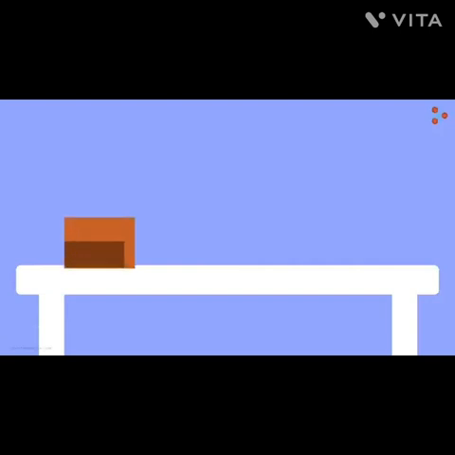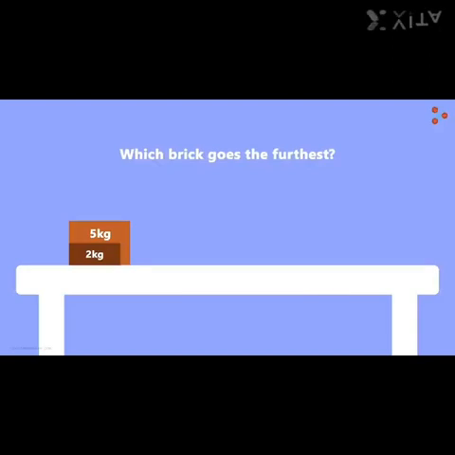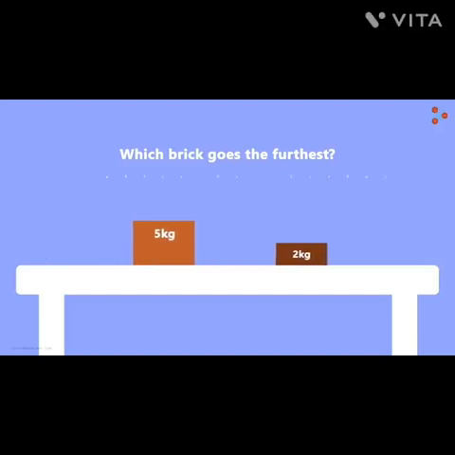Let's say there are 2 bricks on a table. One weighs 2 kilograms and the other weighs 5 kilograms. Now I apply equal force on them towards the right. Which brick do you think will go further? Remember that they are both kept on the same surface. And the surfaces of the bricks are also the same. On applying the same amount of force, you will notice that the lighter brick covered more distance than the heavier one. What does this tell us?